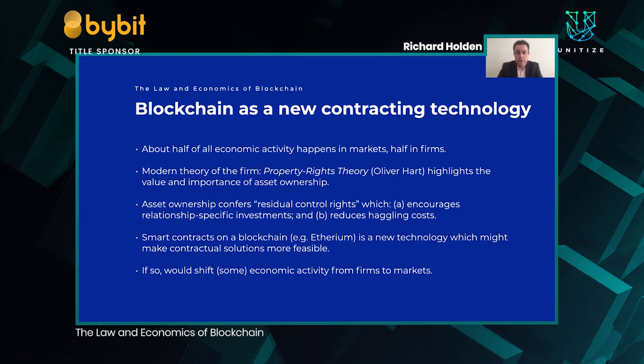Now, the modern theory of the firm, which is known as property rights theory, for which Oliver Hart won the Nobel Prize a couple of years ago, highlights the importance of asset ownership. Okay, and what asset ownership does under property rights theory is it gives the owner of those assets residual rights of control. Okay, and what that does is encourage investment that's relationship specific, and it reduces haggling costs.